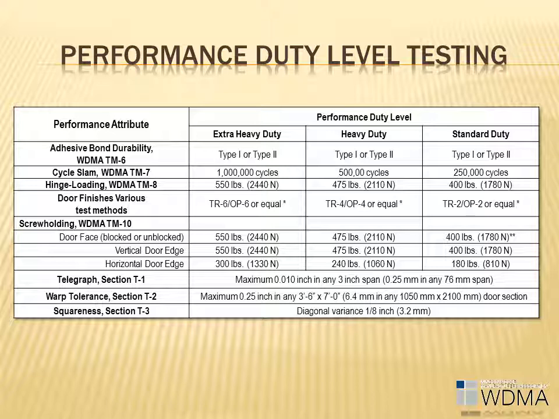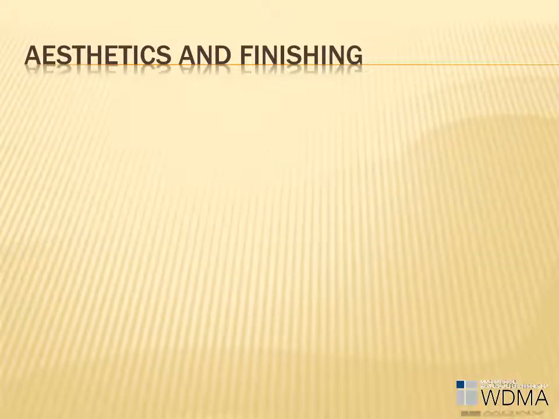Together, these tests determine whether the door construction is classified as either standard, heavy, or extra heavy duty. Specifying a door by its performance duty level matches the door construction to its application, helping to ensure not only appropriate performance for high usage doors, but also economy for doors less frequently used.